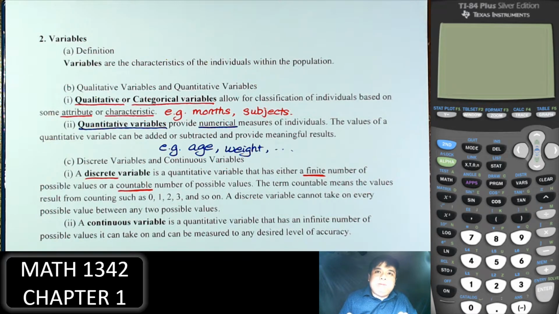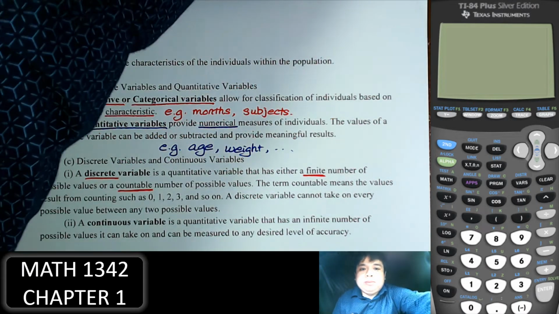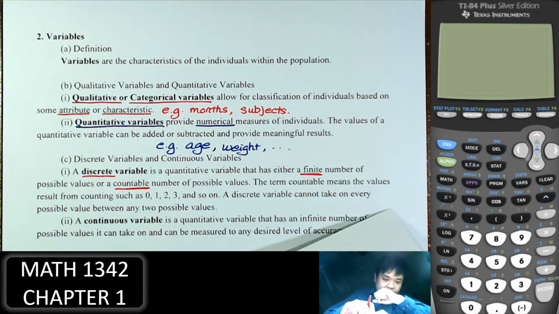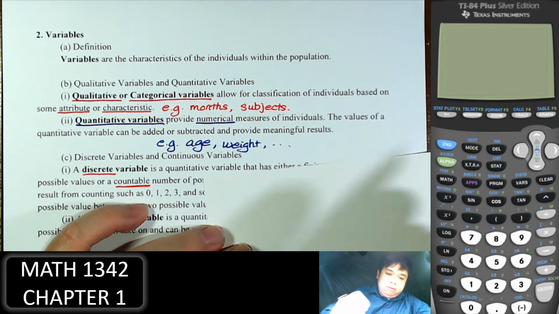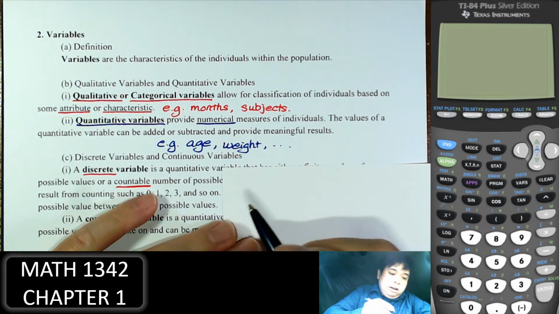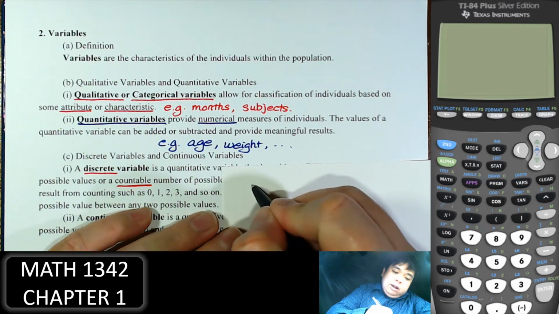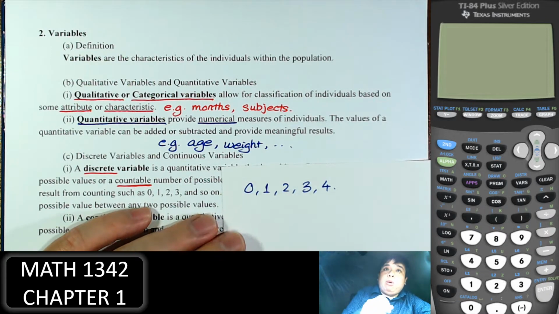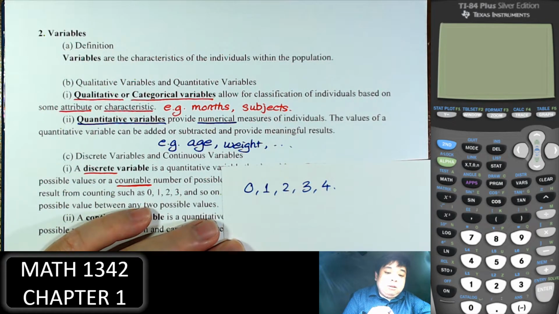So finite, for example, if we say from 0, 1, 2, 3, 4. If we talk about all those, 4 values, that is finite.